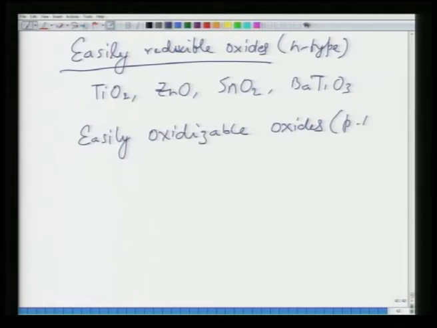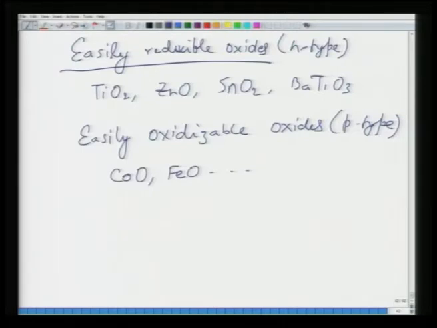And the easily oxidizable materials are typically p-type, and here we look mainly at materials like cobalt oxide, iron oxide, etc. These are all p-type, and these are all typically metal deficient. So, these are some of the examples of these ionic conductors.